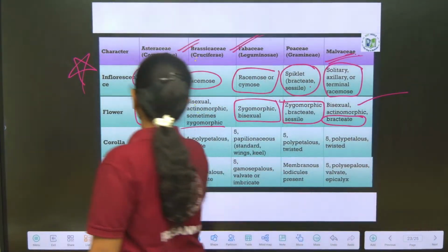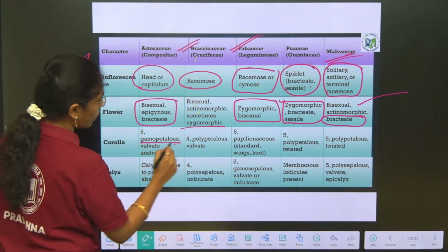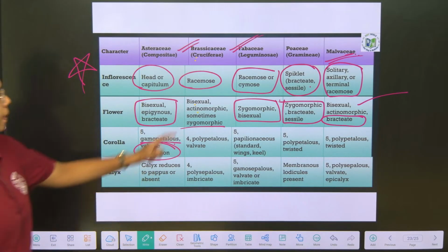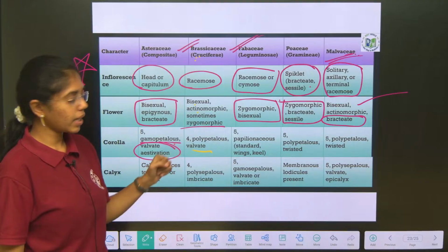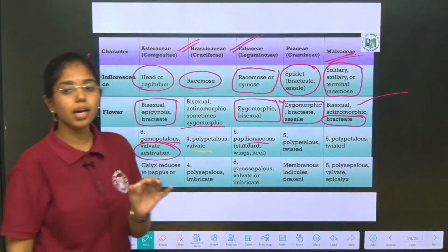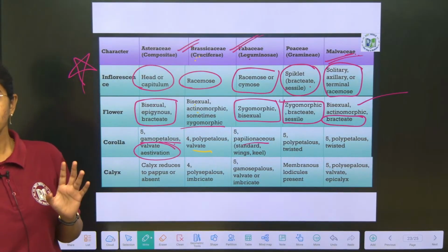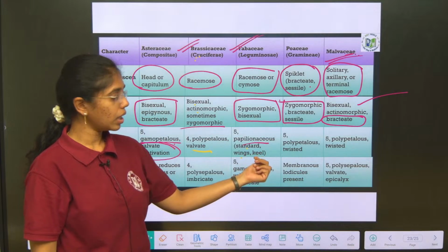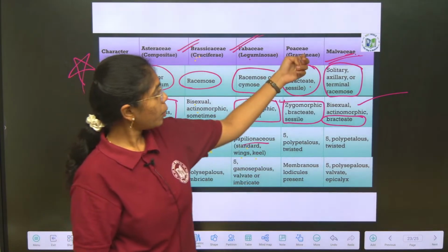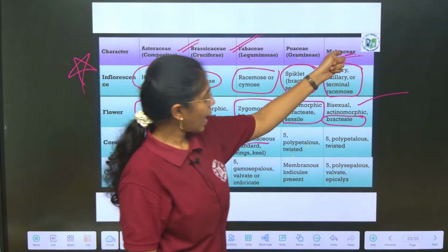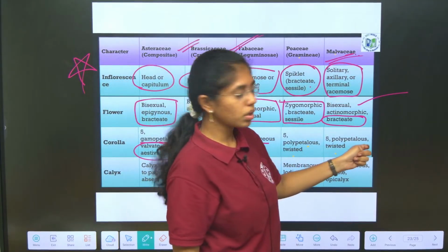Corolla, in Asteraceae members it is gamopetalous and valvate aestivation, we have just observed, right. Brassicaceae members valvate aestivation again, polypetalous. Fabaceae papilionaceous corolla, we will call it as, what is it? Papilionaceous corolla. It has standard, wing and keel petals. Poaceae members with twisted aestivation, polypetalous. Malvaceae members with twisted aestivation, polypetalous.